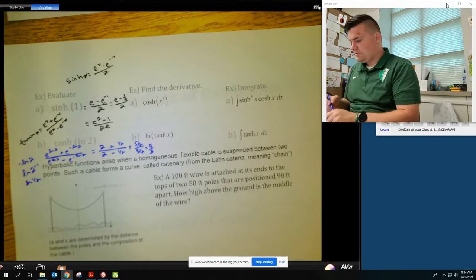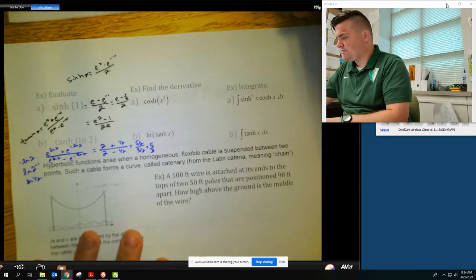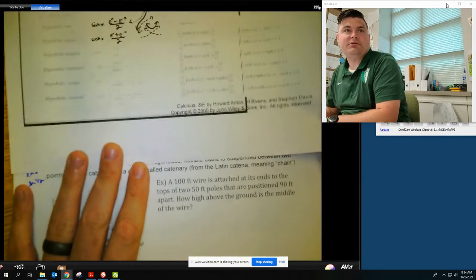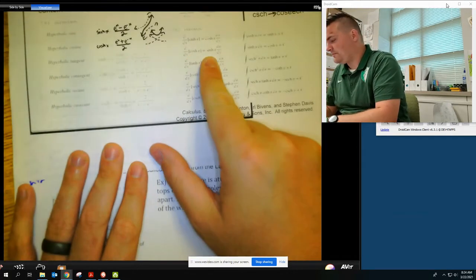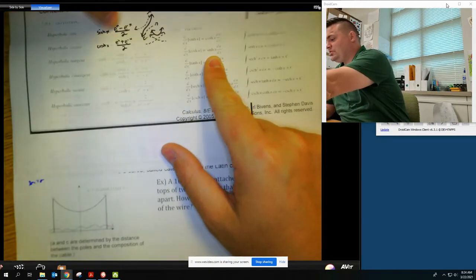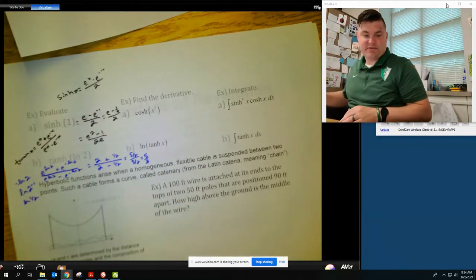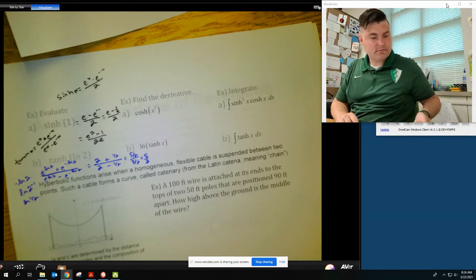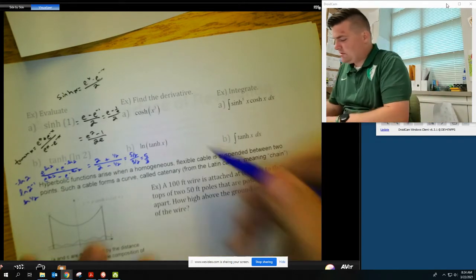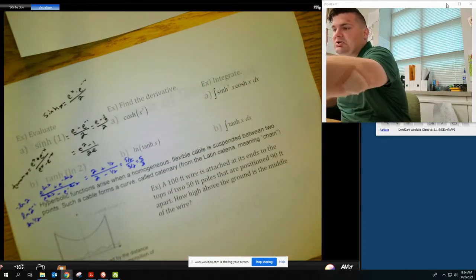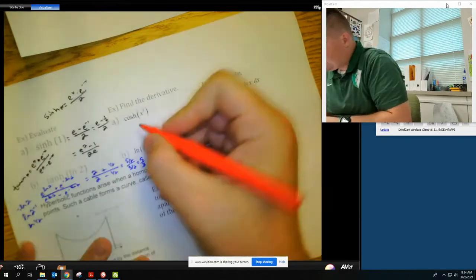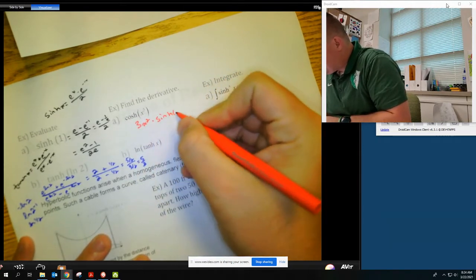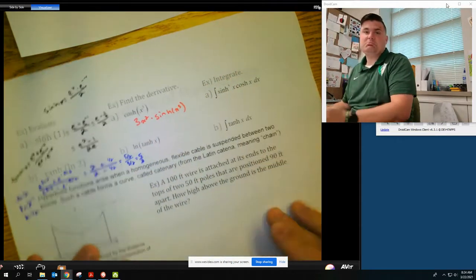Okay. And now just finding the derivative. Again, we're going to be using these rules right up here. If I'm going to find the derivative of cosh, I'm using this one right here. So it's going to be chain rule. The derivative of the inside is 3x squared. Let me use a different color. 3x squared. The derivative of the outside is sinh of x cubed. And that's it.